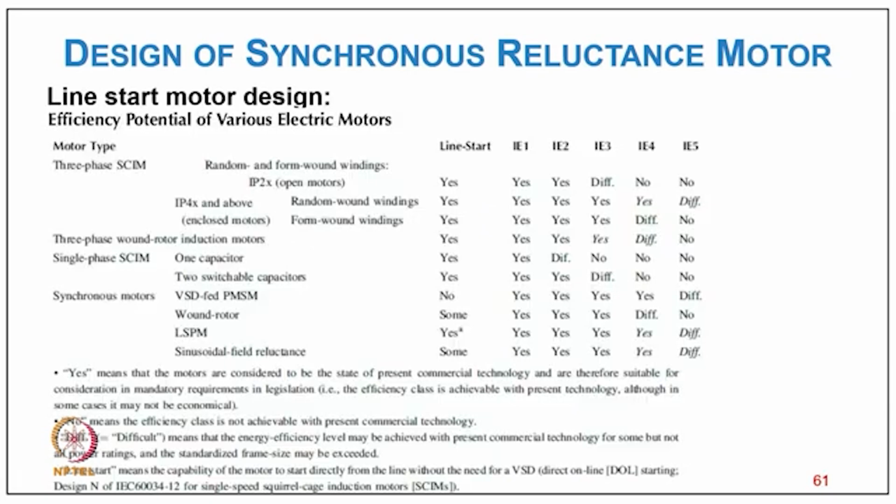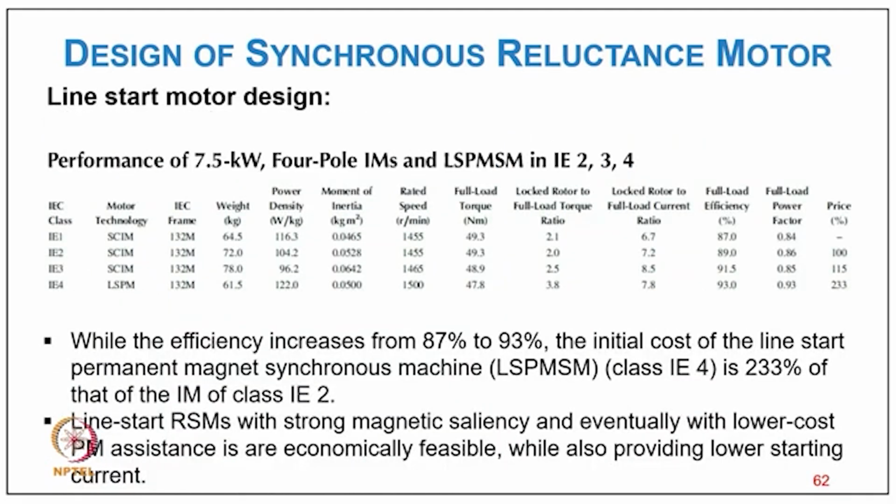And this is the line start motor design efficiency potential for various electric motors. And you can see the 3-phase squirrel cage induction motor. Then you can see a 3-phase wound rotor and single-phase squirrel cage induction and synchronous motor with PM wound rotor and line start, permanent magnet and sinusoidal synchronous motor. And this is a comparison according to the standard. And this is the performance of a 7.5 kilowatt 4-pole induction motor and line start permanent magnet synchronous motor in energy efficiency.